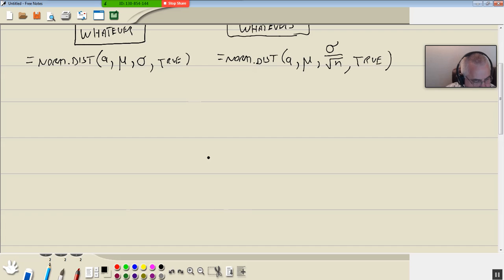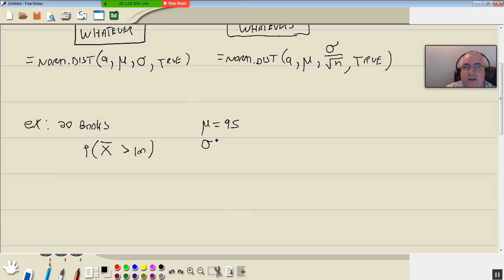Let's say that we're talking about 20 books. Now we're trying to find the probability that their average number of pages is greater than 100. And let's say the mean is normally 95 and the standard deviation is equal to 5.